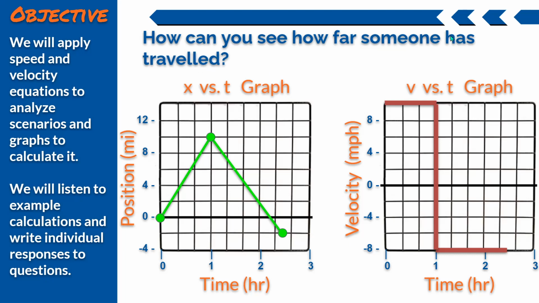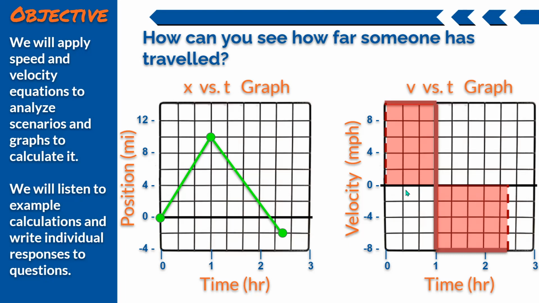How can you see how far someone has traveled? Well, that's a lot easier to do on an xt graph because I have my positions marked. I go from 0 to 10. I traveled 10 miles. Over here, it's a little bit trickier. To answer the question how far someone travels when you're looking at a VT graph, you actually have to do some math. In fact, you have to find this area. Find the area between your data points and the x-axis. We call it area under the curve, but it's between the line and your x-axis.